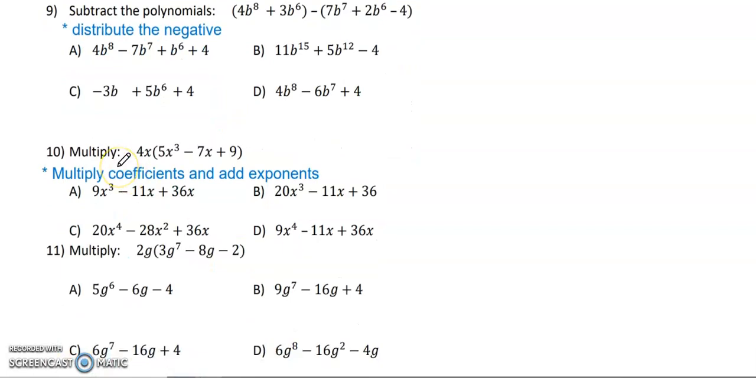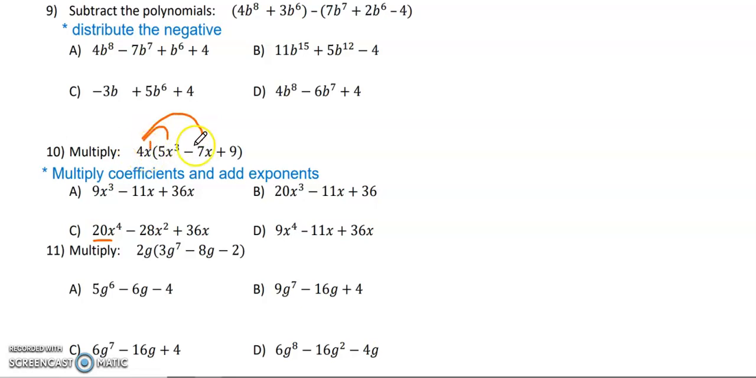All right, let's go ahead and look at number 10. So for number 10, I need to multiply 4x times this trinomial 5x to the 3rd minus 7x plus 9. So when I do that, I need to add the exponents but multiply the coefficients. So 4 times 5, that's going to be 20. And I need to add the exponents, so 3 plus 1, that's going to become 4. And so I've multiplied this term by the first term. Now I need to multiply it by the second term.